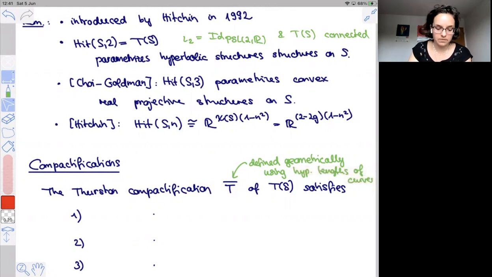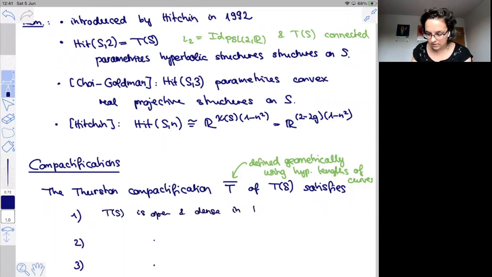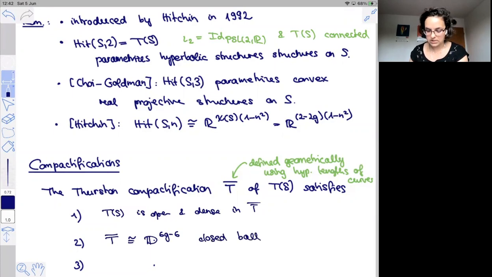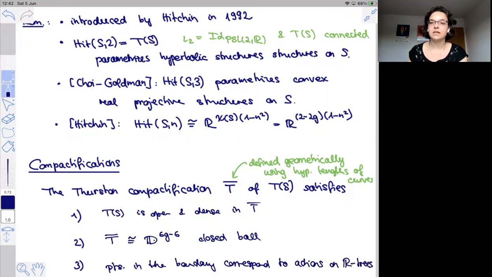And now I want to tell you about three particularly nice properties that we will want to generalize for the Hitchin component. The first one is that Teichmüller space is open and dense in the Thurston compactification. It's very natural. And then we also have that the Thurston compactification is homeomorphic to a closed ball of dimension 6g minus 6. And furthermore, the points in the boundary correspond to actions on R-trees. And these actions are very well understood and they have a sort of geometric meaning.